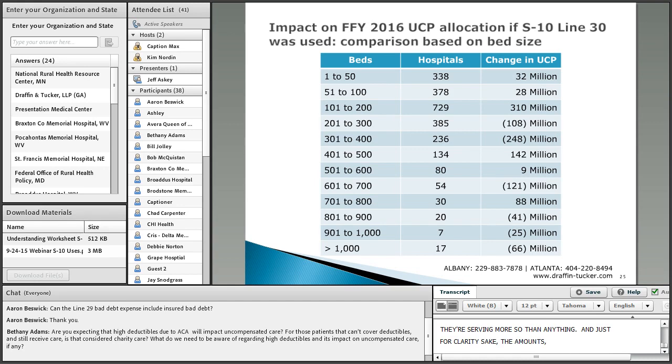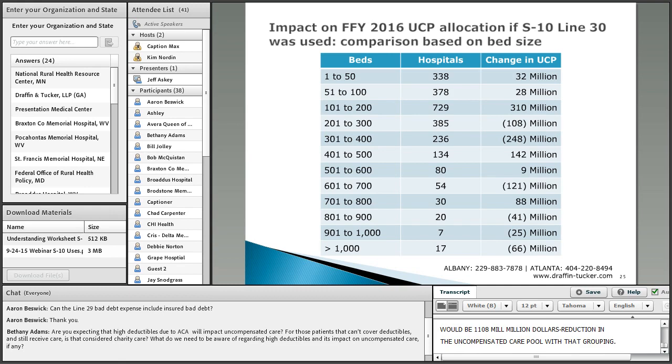Okay, so moving forward then, we did some of our own modeling, if you will, looking at comparative data related to the 2016 uncompensated care pool calculations and allocation amounts using the same cost report data that was being utilized for the allocation measure. Again, they were pulling Medicare days and SSI days.